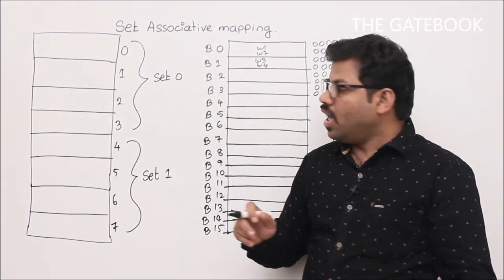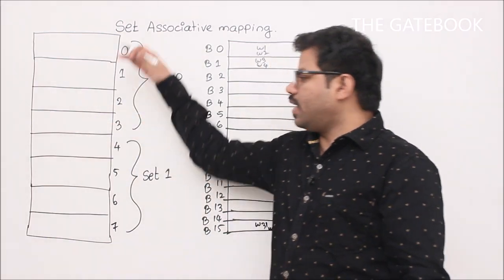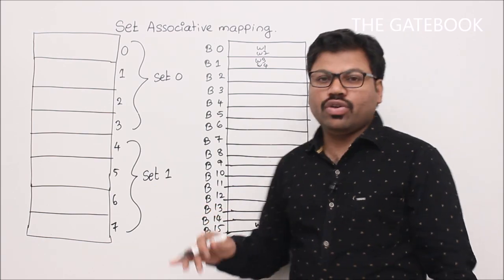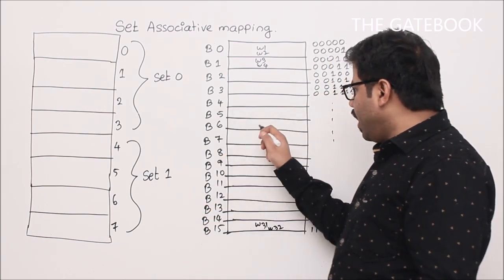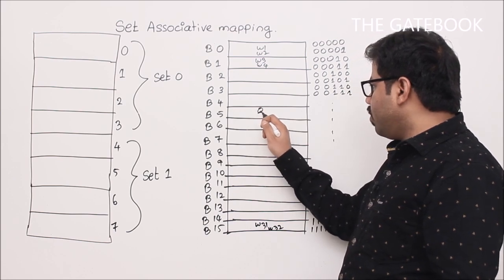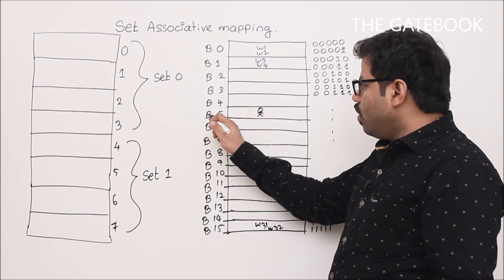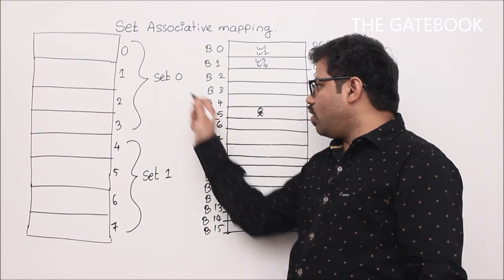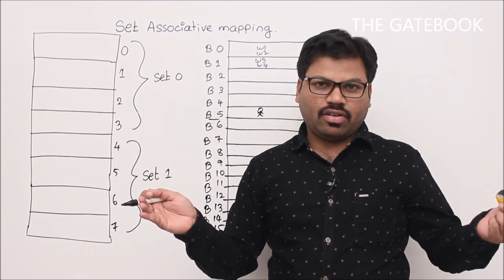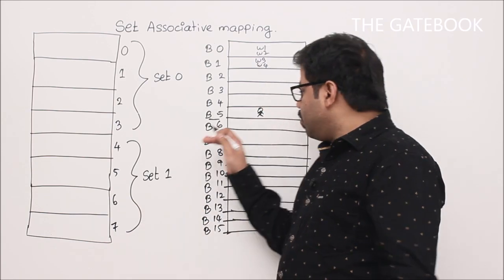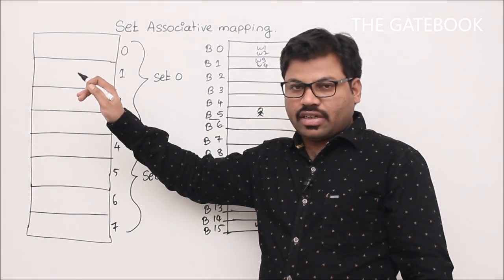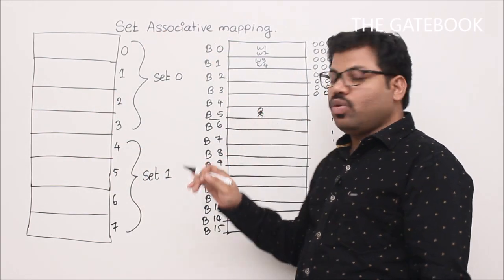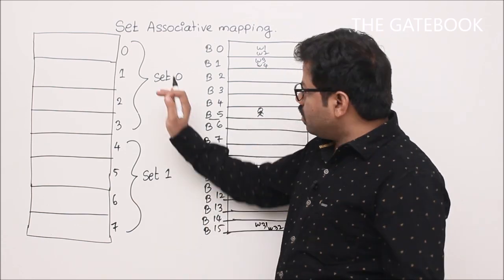In set associative mapping, we will be dividing our cache blocks into sets. For example, in this one I have divided into two sets. Now what we are going to do is fix, for example, any main memory block. Let us take B5. This block number 5, where it goes is decided by the set number. That means either it will go to set 0 or set 1, that is fixed, like direct mapping. In direct mapping each main memory block will go to a fixed cache block, right? But here in set associative mapping each main memory block will go to a fixed set. Maybe it is set 0 or set 1.